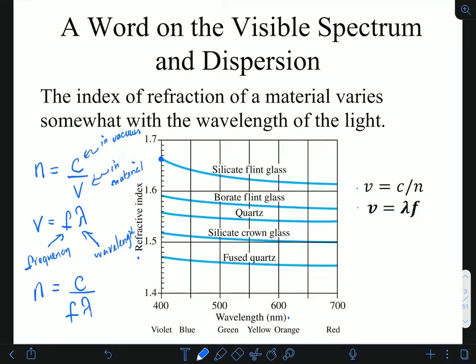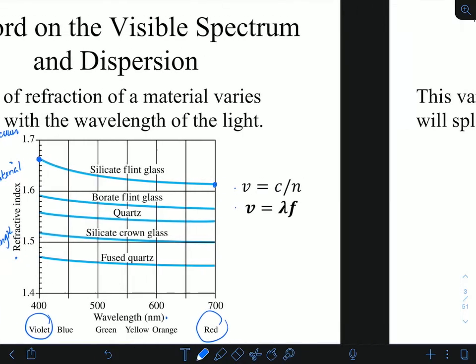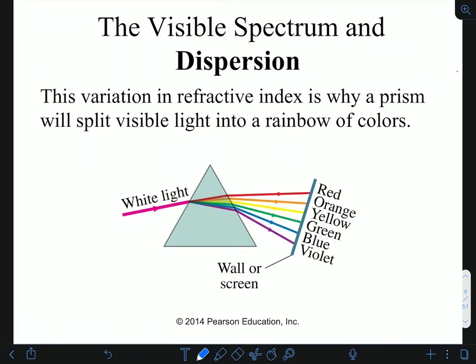So if I look here at flint glass, then over here in the violet, I have an index of refraction of about 1.66 or so. But then if I look over in red, at those wavelengths, the index of refraction goes to 1.61 or so. So violet light will have a higher index of refraction, or will refract or bend more towards the normal than red light. And so because of this differential bending of light, or refraction, we can separate or disperse it into the different wavelengths. So here's an example in a prism.